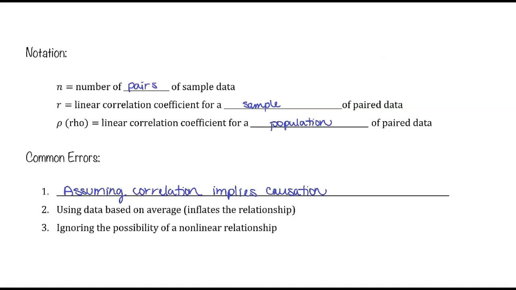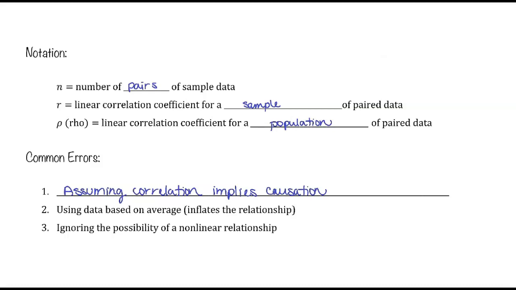The third common error is ignoring the possibility of a nonlinear relationship. When we're calculating R, that can tell us that there's not a linear correlation, but that does not tell us that there's no correlation. There are different types of correlation that could be happening, and when we're calculating R and making assumptions about rho, we are only measuring the strength of linear correlation, not ruling out any other type.